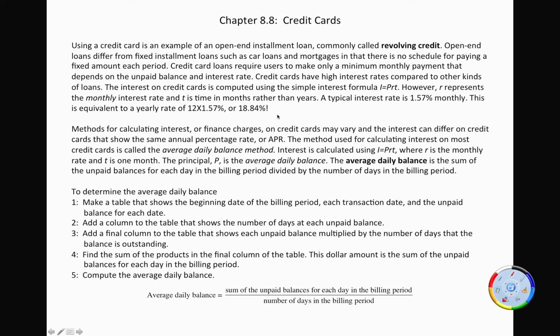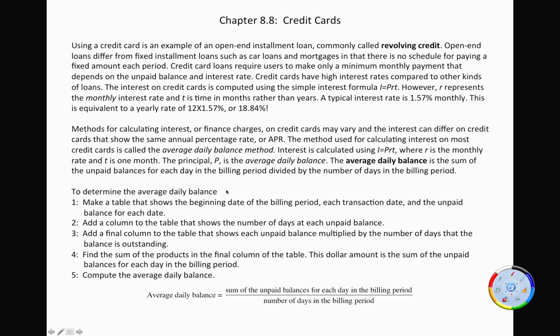Methods for calculating interest or finance charges on credit cards may vary, and the interest can differ on credit cards that show the same APR or annual percentage rate. The method used for calculating interest on most credit cards is called the average daily balance method. Interest is calculated using the simple interest formula, where again, R is the monthly rate and T is 1 month. The principal is the average daily balance, and the average daily balance is the sum of the unpaid balances for each day in the billing period divided by the number of days in the billing period.